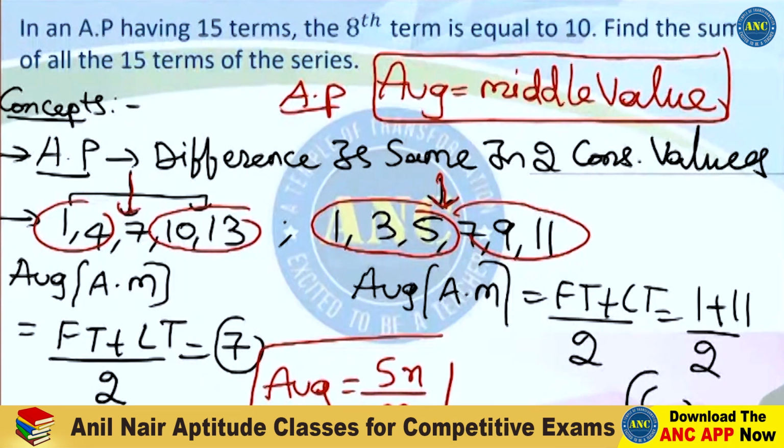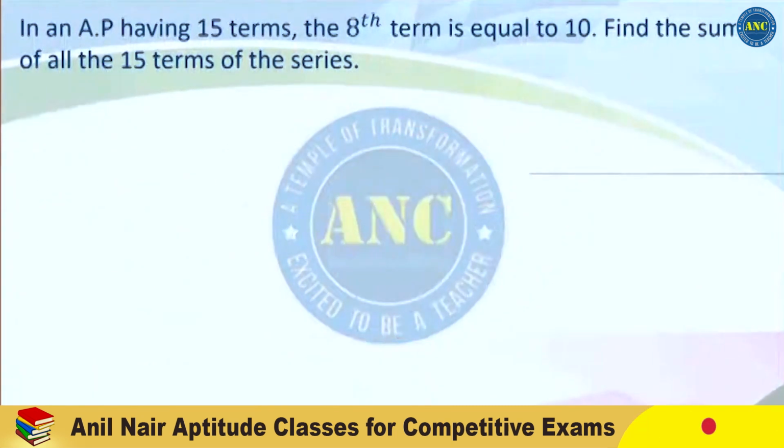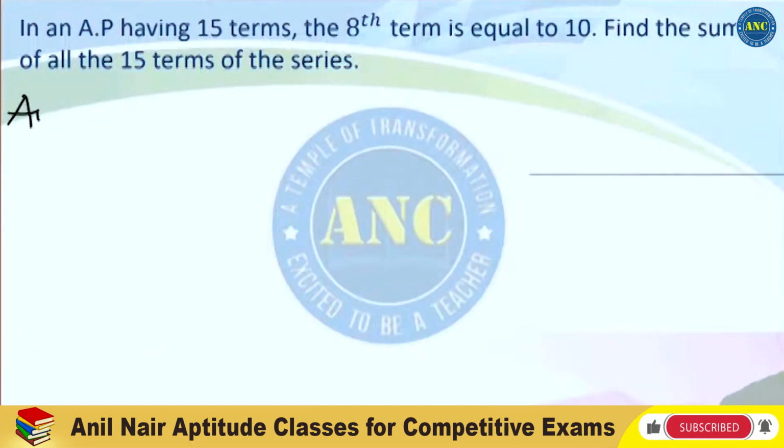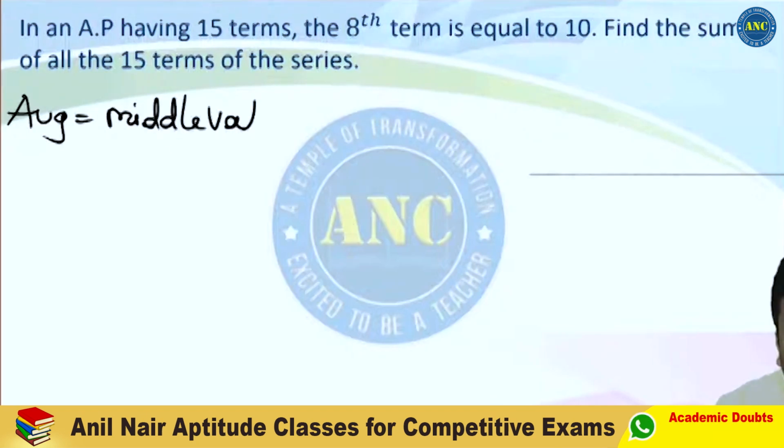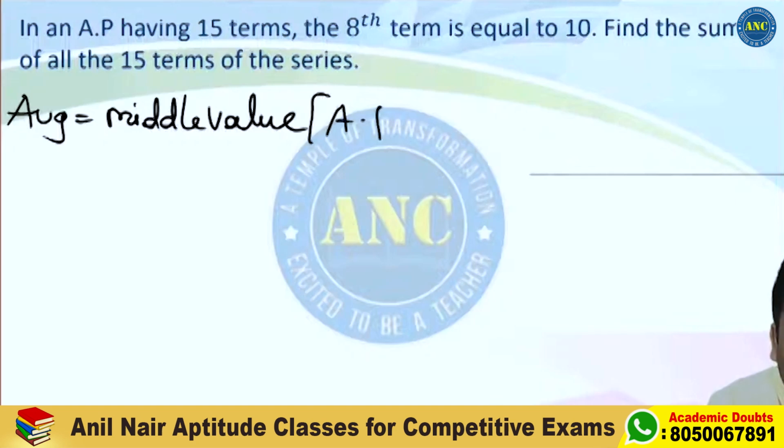In arithmetic progression, average is nothing but the middle value. Please write down. No formulas, nothing. With this logic, I will solve it. Average is nothing but the middle value. This is in arithmetic progression.